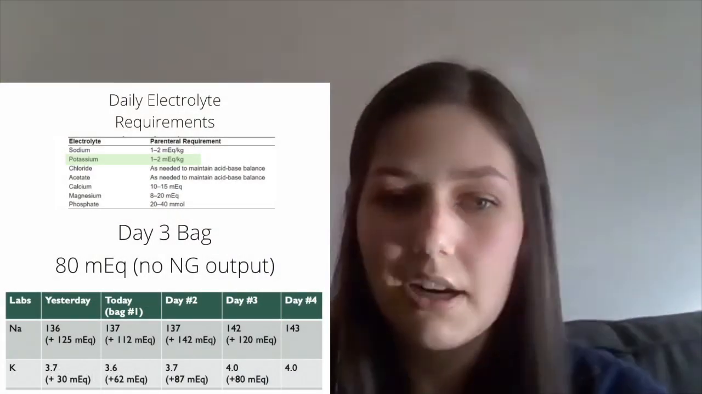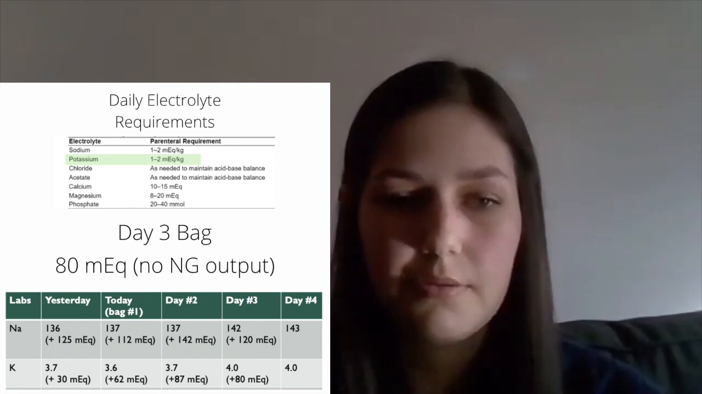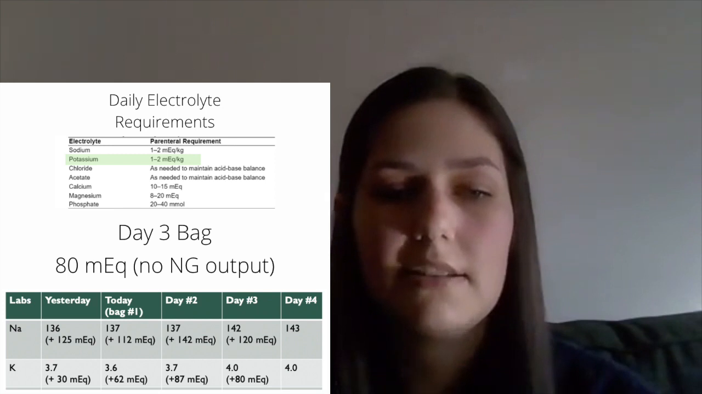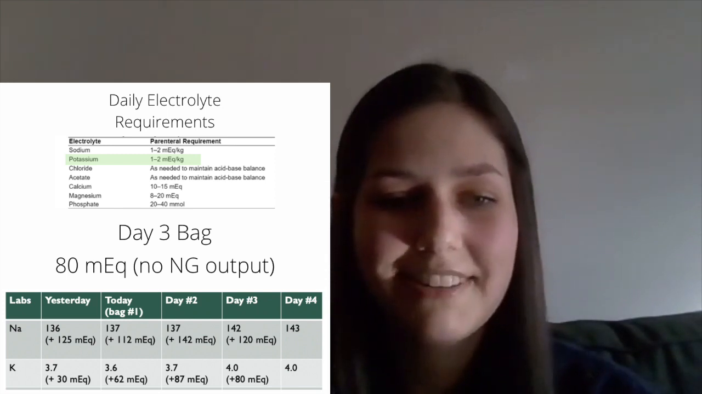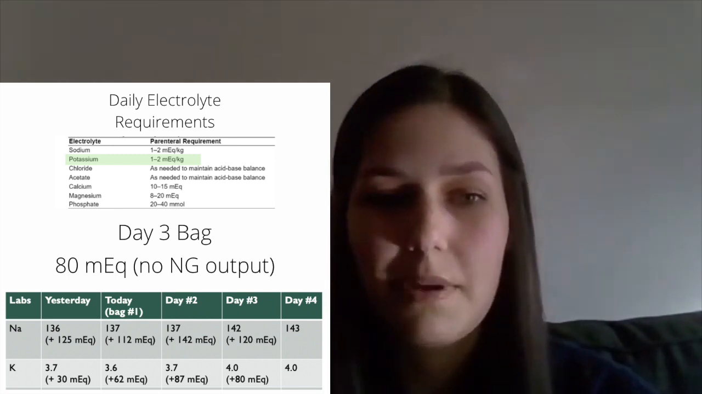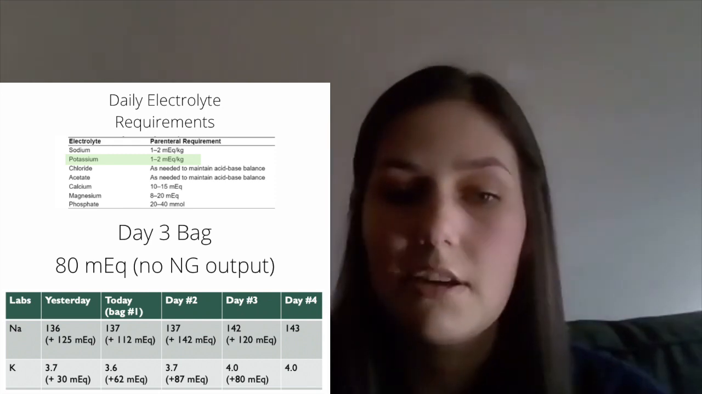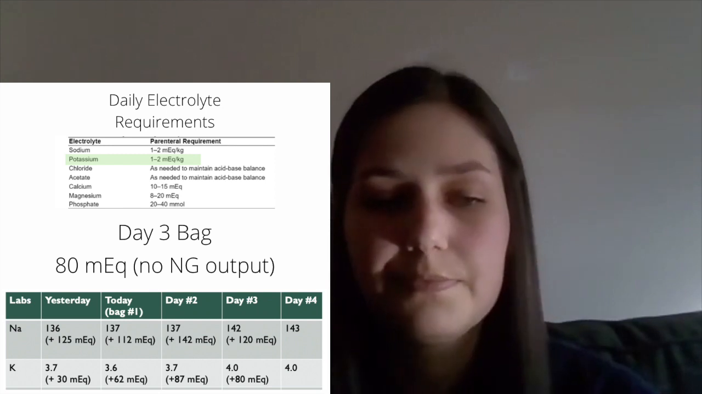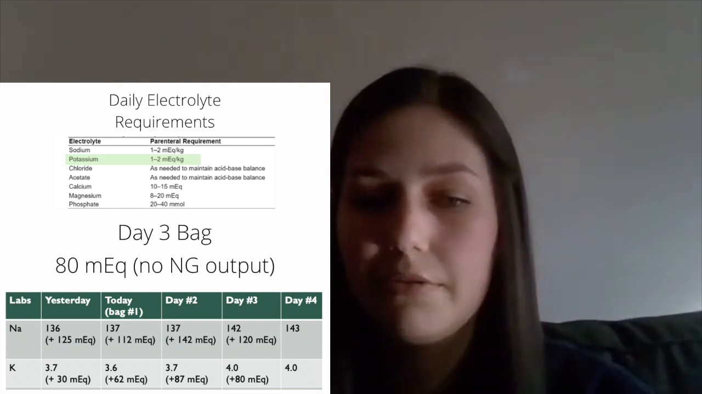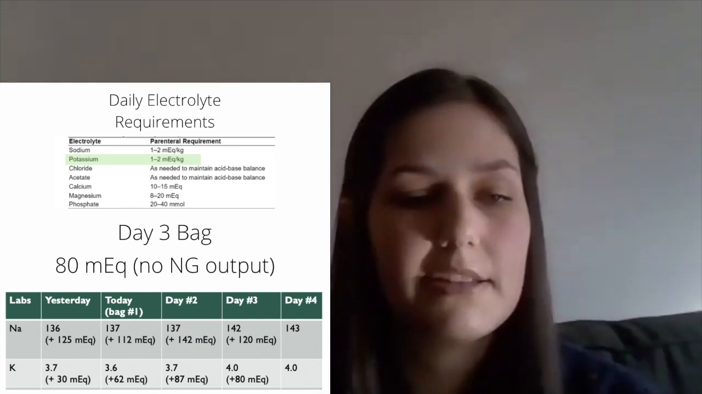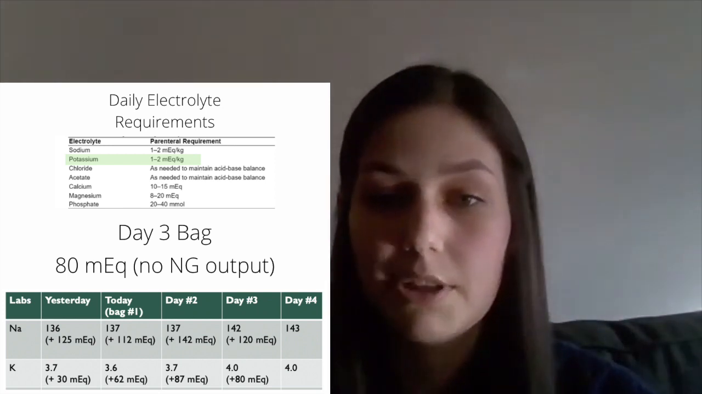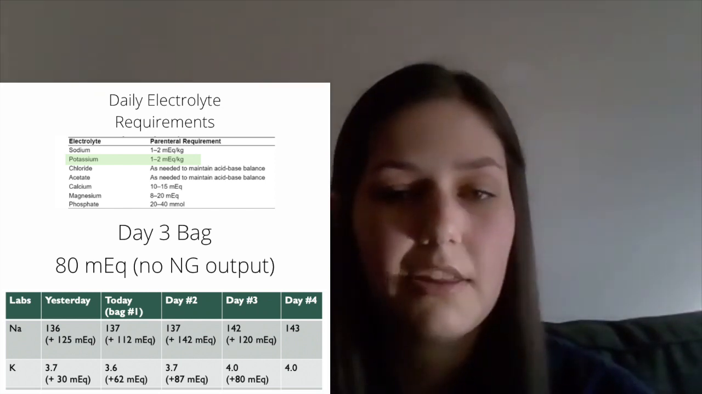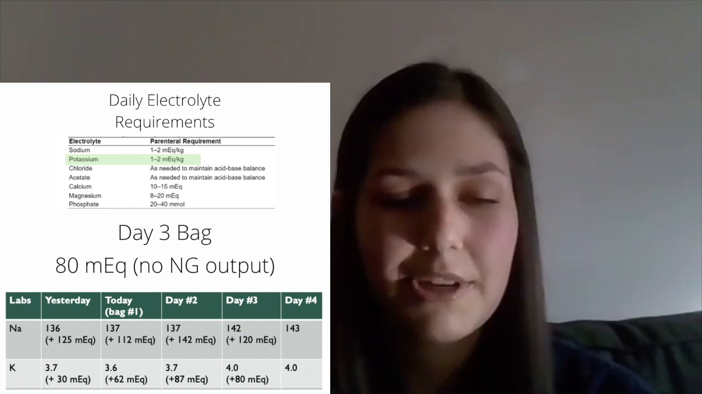On the morning of day 4, nursing reports that the patient's NG tube was removed, so we no longer have output to account for. The serum potassium on day 4 is 4, and it seems like we've figured out what the patient's baseline needs are, now that his serum potassium is stabilizing and we no longer have GI output to account for. So if we refer back to the table from JPEN, a baseline potassium requirement of 80 milliequivalents per day for a 72 kilogram man falls between 1 to 2 milliequivalents per kilo, which makes sense for baseline needs.